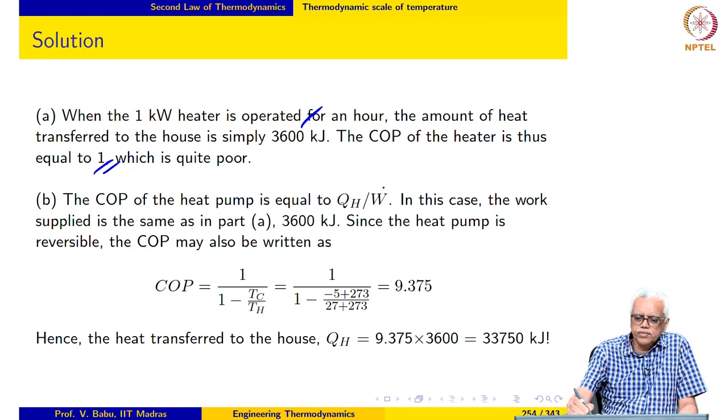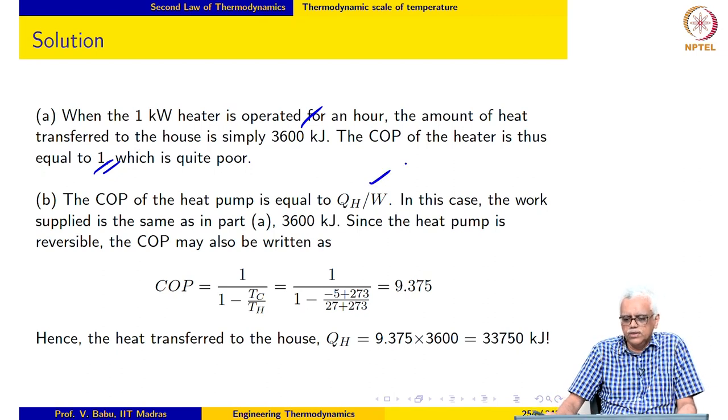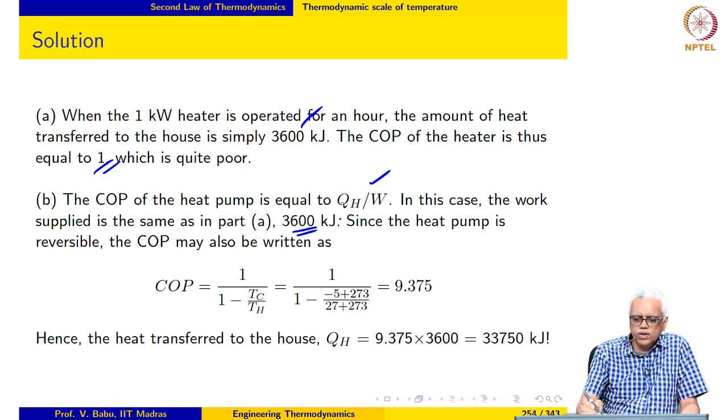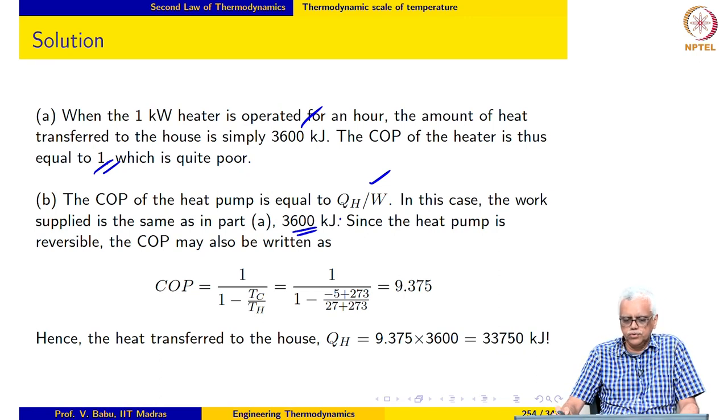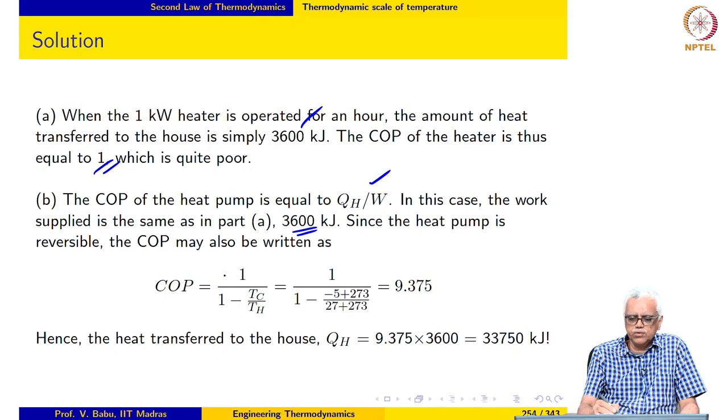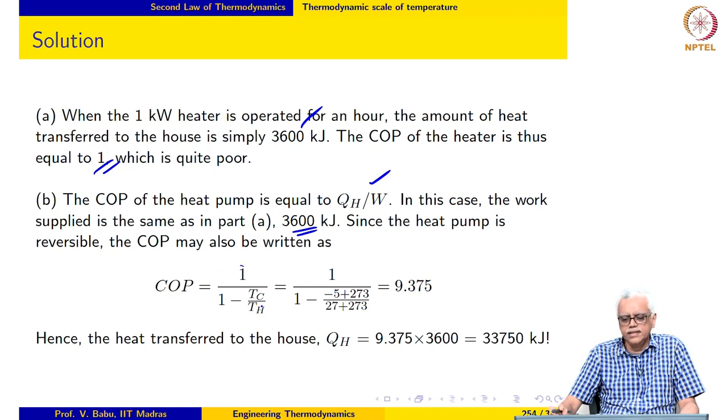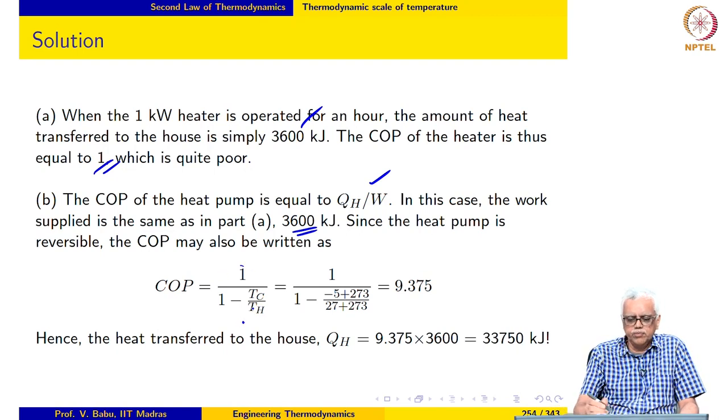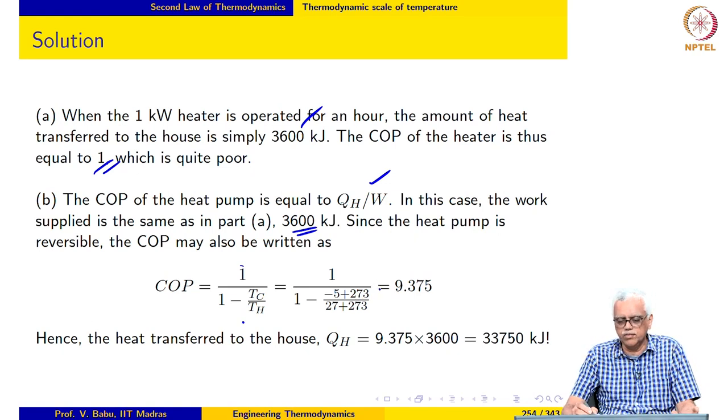Now, the COP of the heat pump is equal to QH over W. We are supplying the same amount of work, which is 3600 kilojoules. Since the heat pump is reversible, I may actually write the COP of the heat pump like this. And if I substitute the numbers, remember the temperatures have to be in Kelvin.